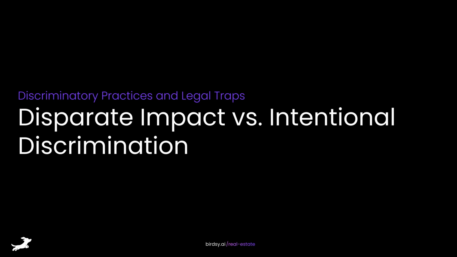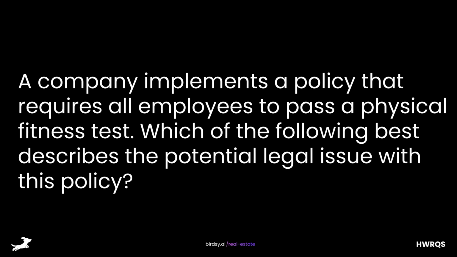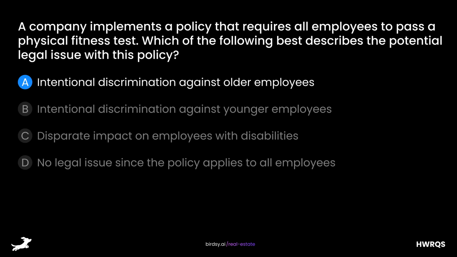Disparate impact versus intentional discrimination. A company implements a policy that requires all employees to pass a physical fitness test. Which of the following best describes the potential legal issue with this policy? Is it A, intentional discrimination against older employees, B, intentional discrimination against younger employees, C, disparate impact on employees with disabilities, or D, no legal issue since the policy applies to all employees? The answer is C, disparate impact on employees with disabilities.